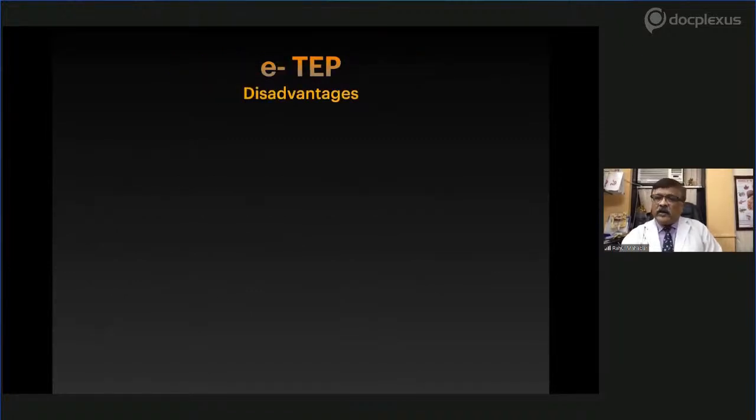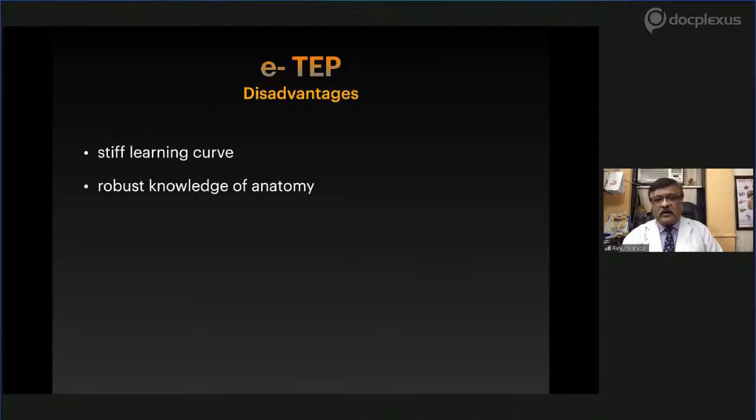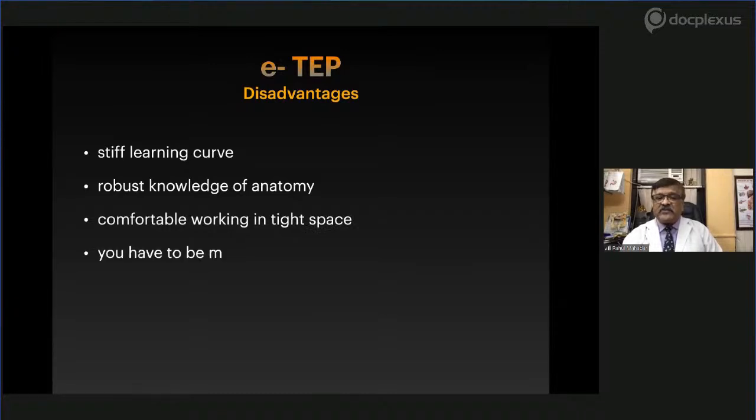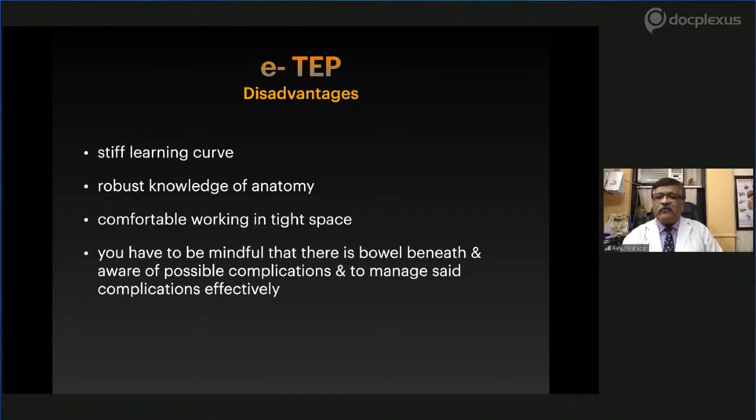Now, if you see the disadvantages of the E-TEP procedure, they are a steep learning curve. Robust knowledge of the anatomy of the anterior abdominal wall is required, and one should be very comfortable working in a tight space. You have to be mindful that there is bowel beneath, be aware of the possible complications, and manage those complications very effectively.